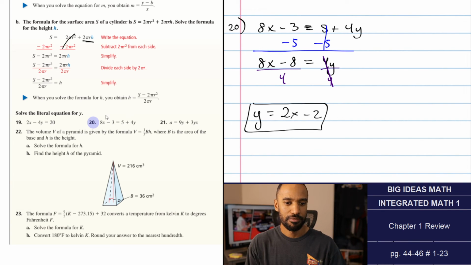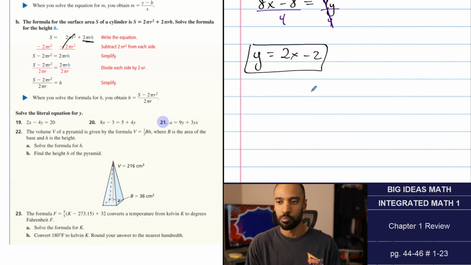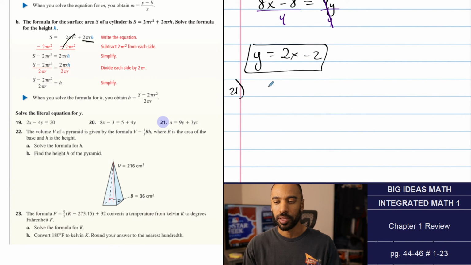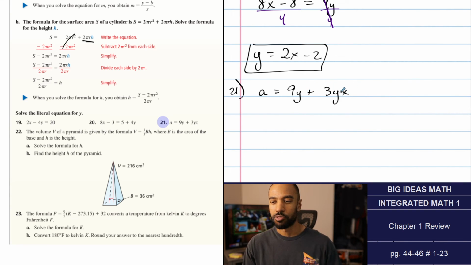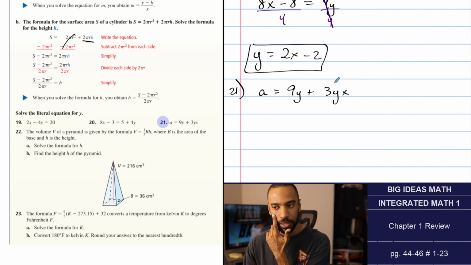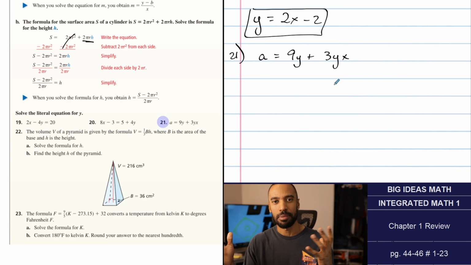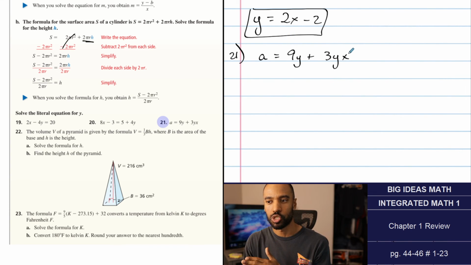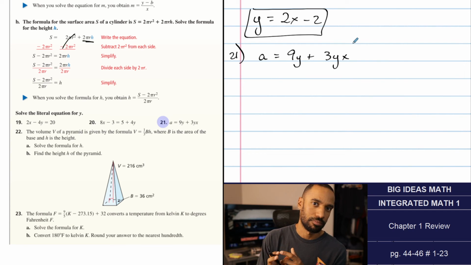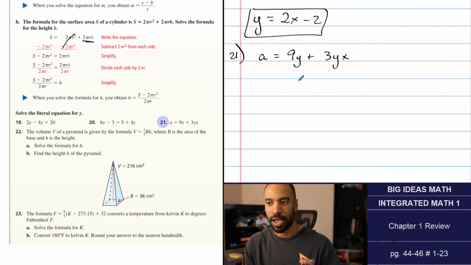In our final example of this set, this one gets a little bit different, number 21, because we have significantly more letters involved. By the way, literal equations are equations with more than one variable. Last time we had both y and x. This time we have 3 variables. We're solving for y still. The problem with this one is we have 2 different terms with y, and neither term combines with each other, not in the way that you'd want. 9y plus 3yx is not 12yx or 12y or anything like that. They don't combine the way you want them to.